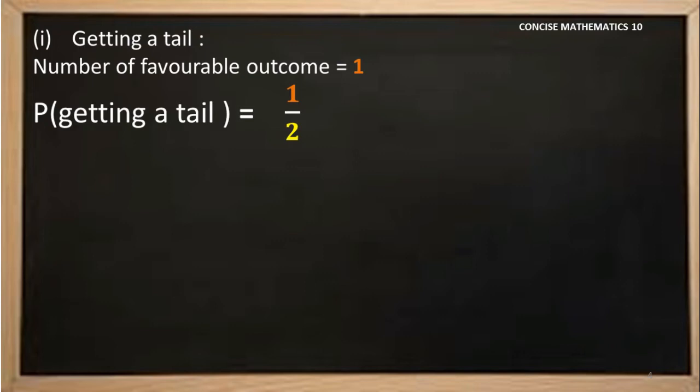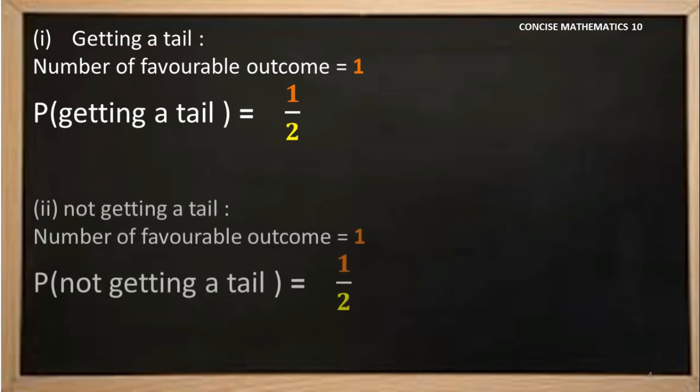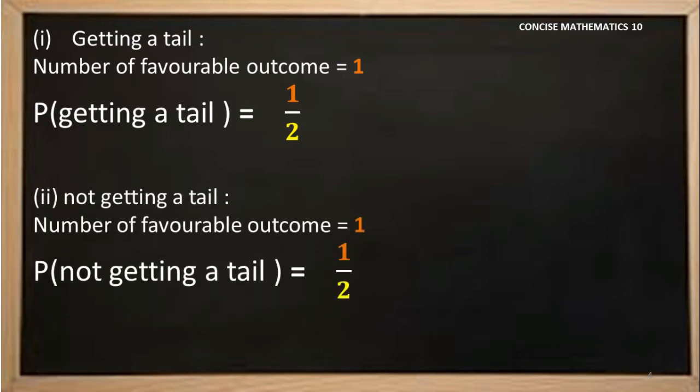Question number 2. In question number 2, it is said: not getting a tail. So when you toss a coin, you should not get a tail. If you are not getting a tail, what does it mean, children? Use your common sense. It is nothing but head. So how many times is there a chance to get a head when you toss a coin? It is only one time. Hence the probability of not getting a tail is also equal to 1 by 2.